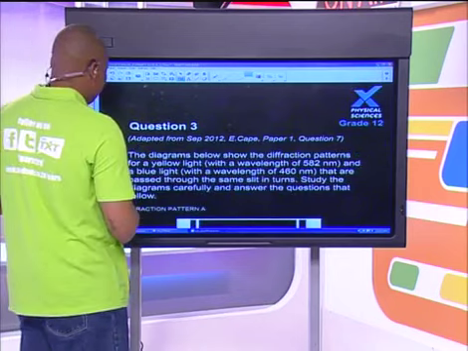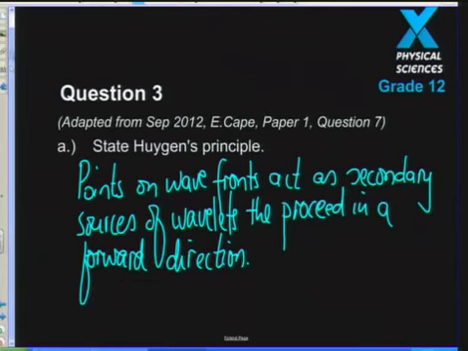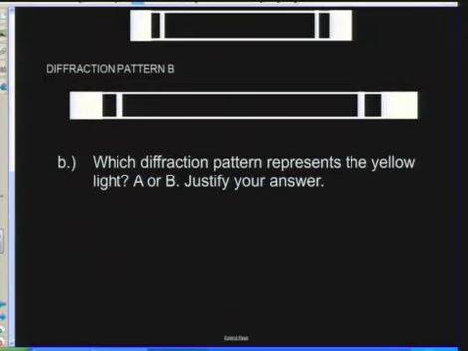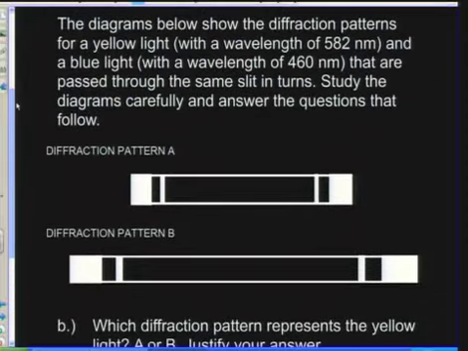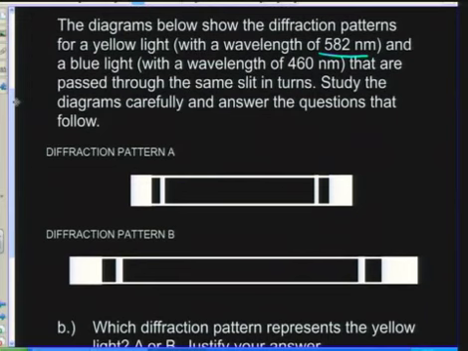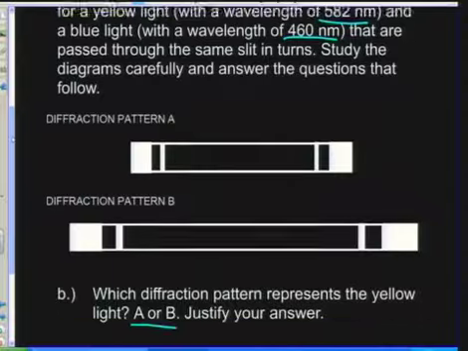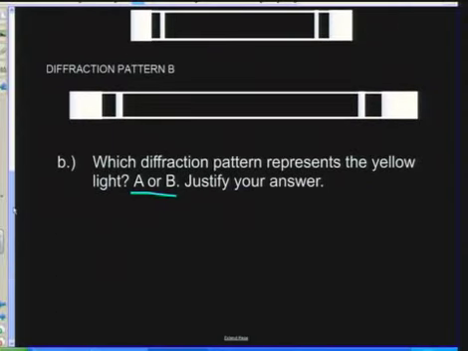Okay, next. We're coming to question B here. It says, which diffraction pattern represents the yellow light, A or B? Justify your answer. Now, yellow light has a much larger wavelength compared to the wavelength of the blue light. So, with a larger wavelength, the diffraction pattern of yellow will be B.